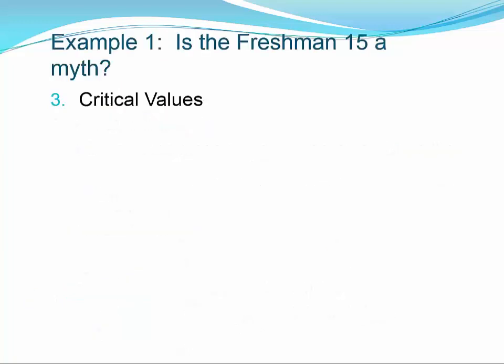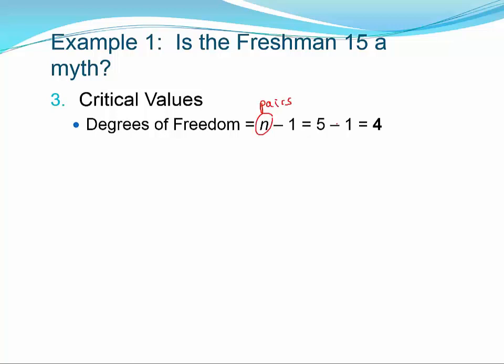The next step is to find the critical values. So we have degrees of freedom because we're using table A3 and we have a student t distribution. So we subtract 1 from the total in our sample. So remember, this is n is total pairs. So we had 5 ordered pairs. Take away 1 gives us 4 degrees of freedom. So we want to go to the 4th row in table A3.